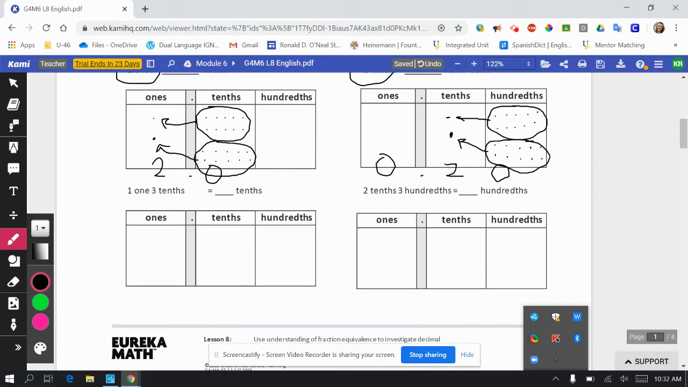Taking a look at the next part, 1 and 3/10. So here's a place value disk for the 1, and place value disks for the tenths. Do I need to bundle? No, I do not need to bundle.